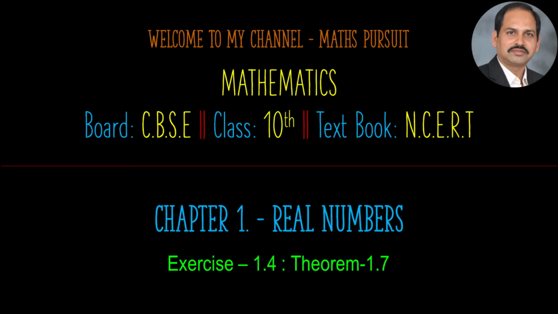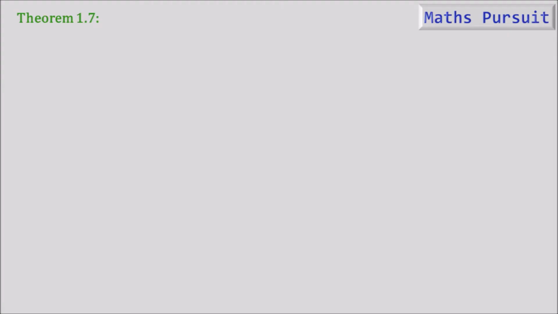Today we are going to look at another theorem, the last theorem of this chapter, called theorem number 1.7. This theorem will show us in what conditions a rational number will not terminate. That means we will have recurring digits. So let's see what exactly is given in theorem number 1.7.